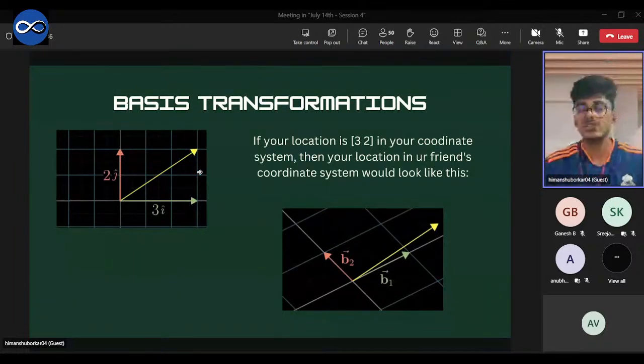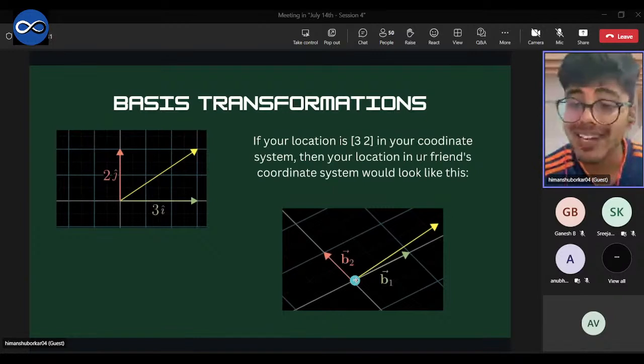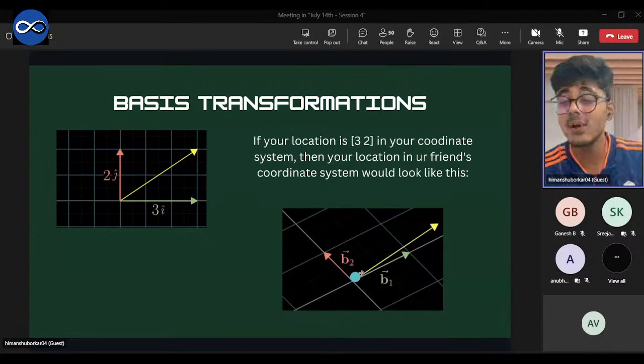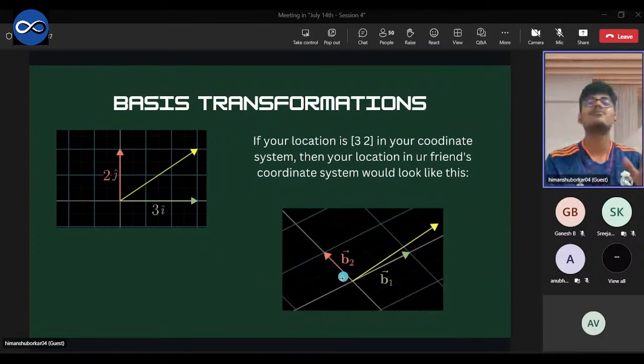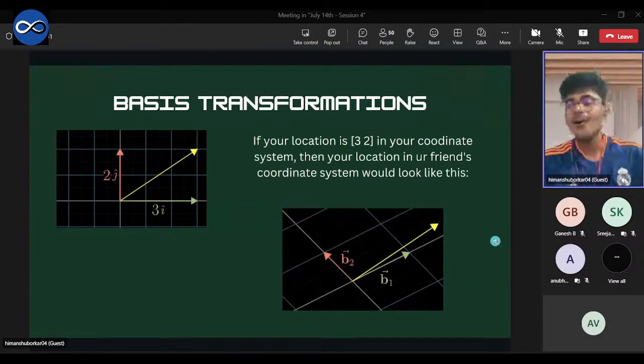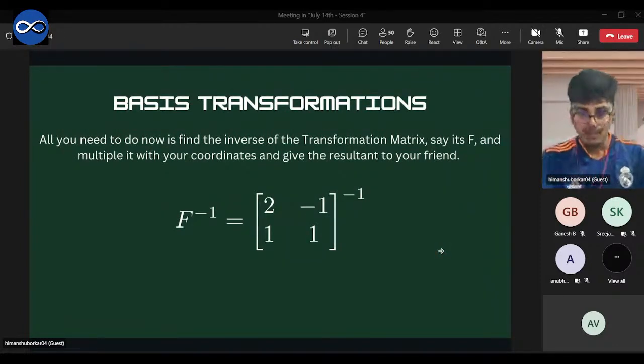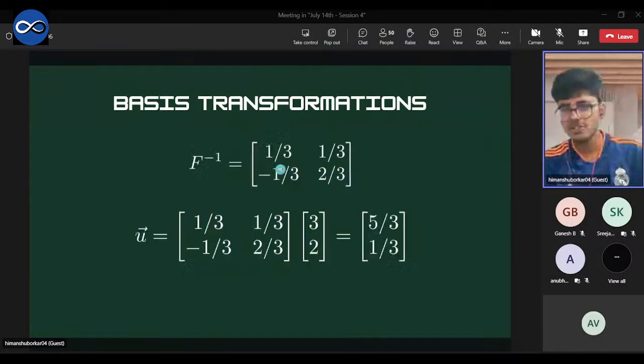Let's say 3, 2 is yours. Okay. And this is what it looks like in his coordinate system. Now you need to find what this vector is in his coordinate system to tell him where he has to come, right? So all you have to do is find the inverse of the transformation matrix. Let's call it F. So you find the inverse of the transformation matrix, and then you apply that. This inverse turns out to be this much.